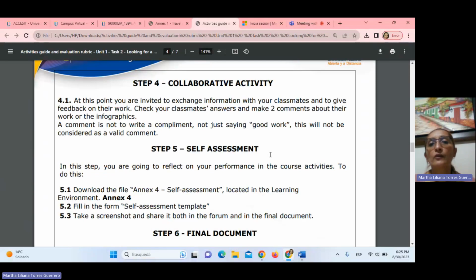Step number 4 is the collaborative activity. Here, you will comment on your partner's exercises: the chart, what they wrote in the chart, and also the infography content and design. But here, the comments you write will be taken into account. It means that you don't have to say just good word or good job anymore. You have to go in depth in the comment and try to propose something more critical from your point of view. Be more critical.